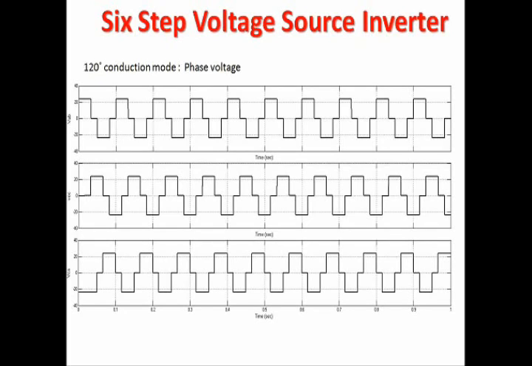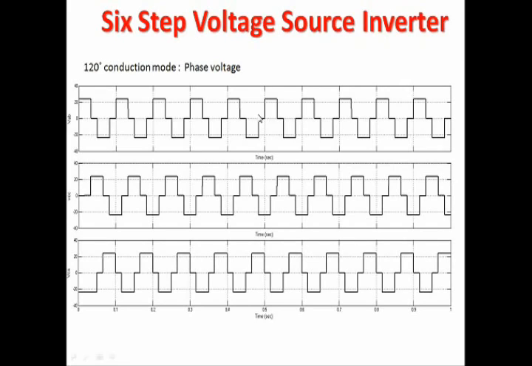Next, the phase voltages that we obtain from the 120-degree conduction. The only main and basic difference between 180-degree and 120-degree is the interchanging of their waveforms. In 180-degree conduction mode, the line voltage is similar to the phase voltage of 120-degree conduction. The phase voltage of the 180-degree conduction mode is similar to the line voltage of the 120-degree conduction mode.